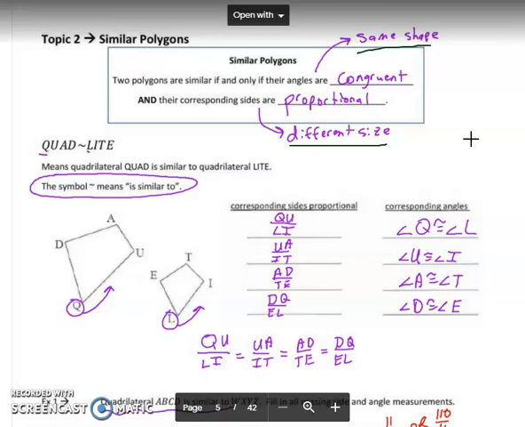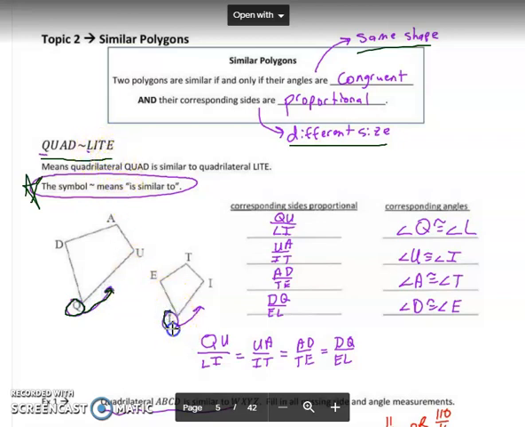So just like first semester with congruence, we always wanted to make sure that we had what we called a congruency statement. But now, if you'll notice, that symbol is slightly different. The symbol is the similarity symbol. So instead of congruent, we're using similarity. To write this, it's saying start at Q, and I always like to use this little arrow. This says QUAD, so that means I need to move in this direction. So that's similar to LITE.